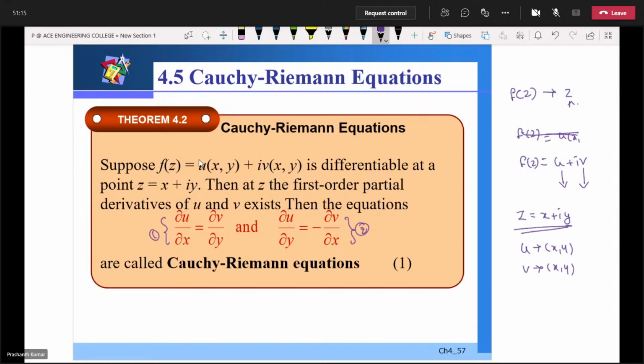Then we call the function satisfies the Cauchy-Riemann equations. Okay, the function satisfies the Cauchy-Riemann equations. So these two equations are called the Cauchy-Riemann equations. Equation 1 and equation 2. All of you please write.